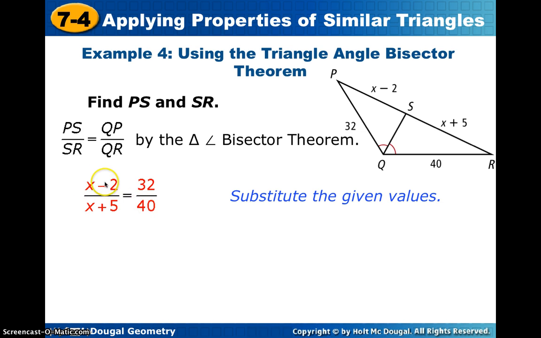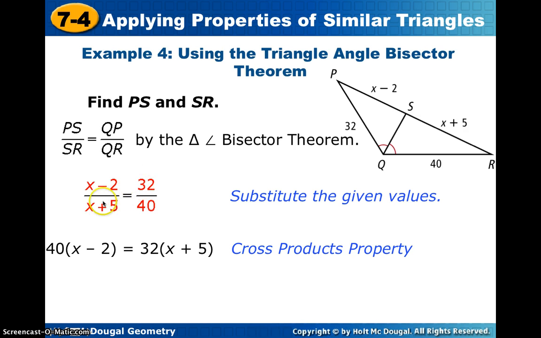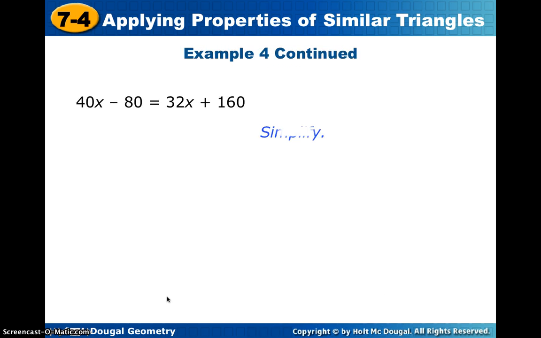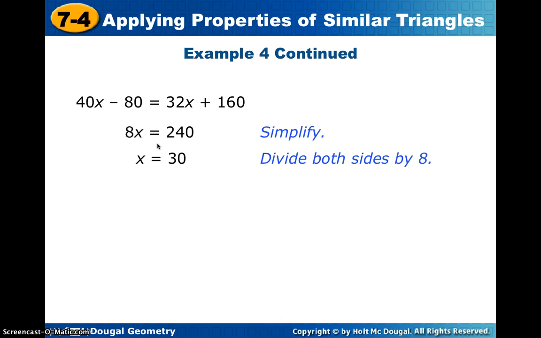So 40 times x minus 2. Don't forget to put parentheses around that x minus 2 when you cross multiply. And 32 times x plus 5. Don't forget to put parentheses around that x plus 5, because the 32 is actually being multiplied to that whole thing. And the 40 is being multiplied to this whole thing. So then we'll have to distribute the numbers on the outside. Combine our like terms. Let's see, this is what we have now. Combine our like terms. Okay, and then divide by 8. So the answer is 30.